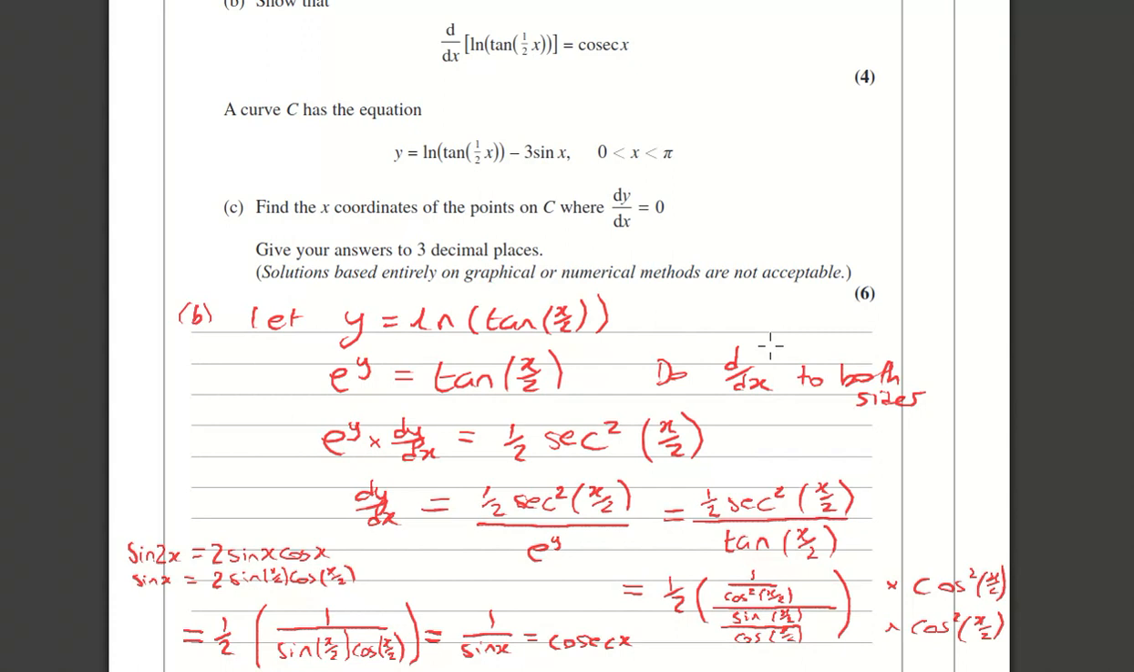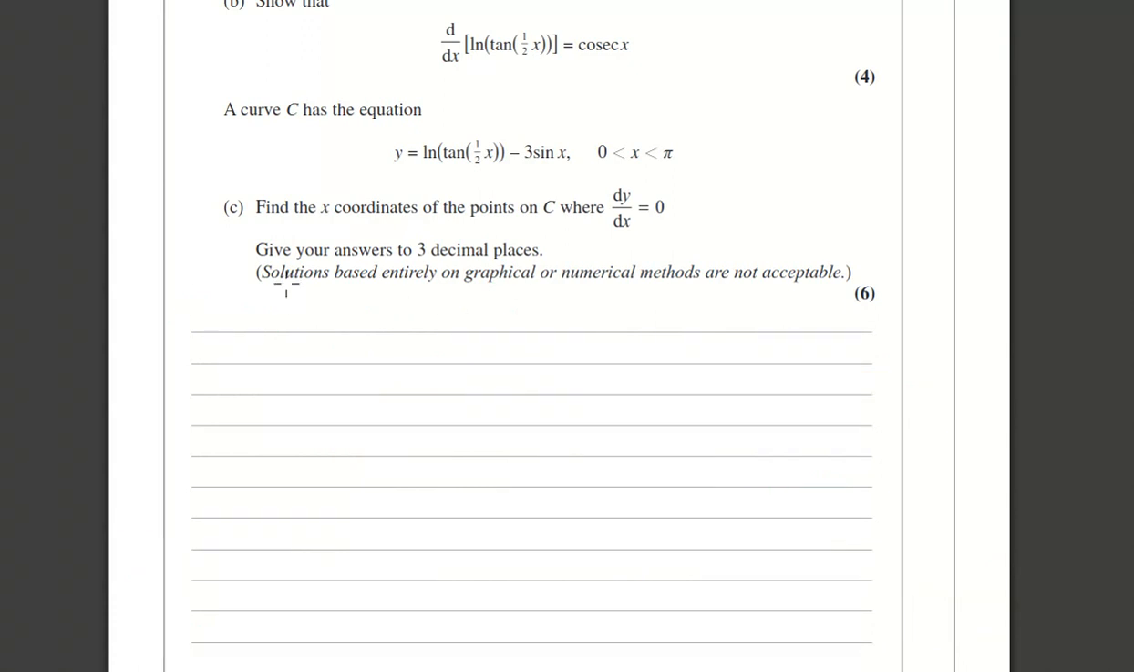Okay, so let's get rid of that. Let's do part C. Okay, what are we on? Find the x-coordinates of the points on C where dy by dx equals 0. Okay, so let's have a little think about this. We're going to need to differentiate that function naturally. So we'll differentiate it. Let's have dy by dx.